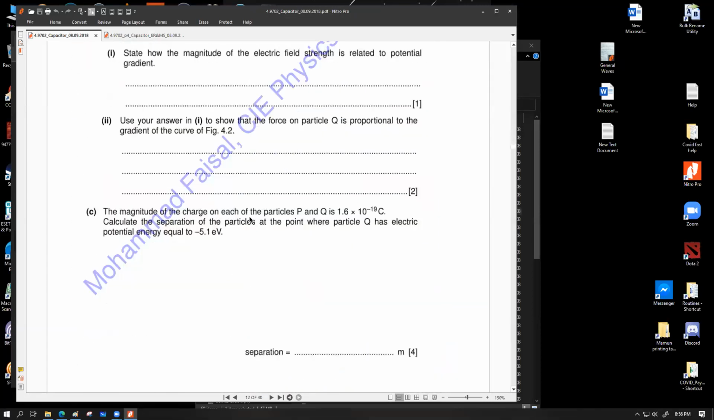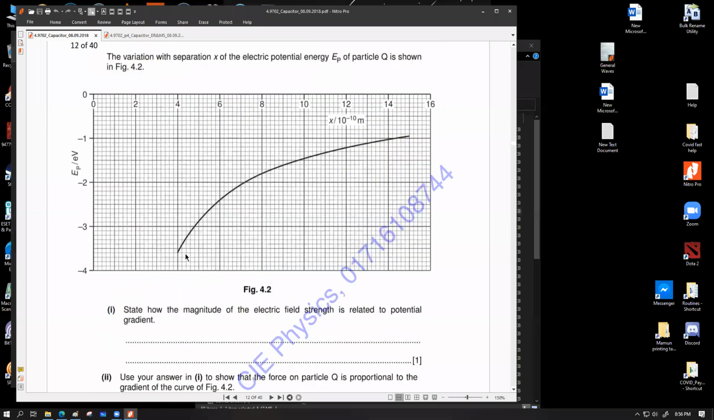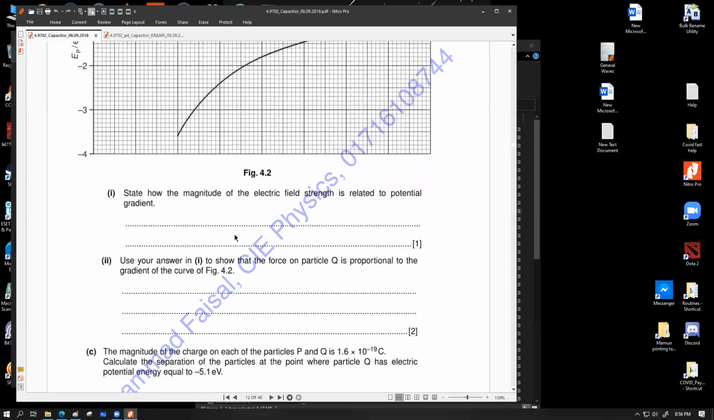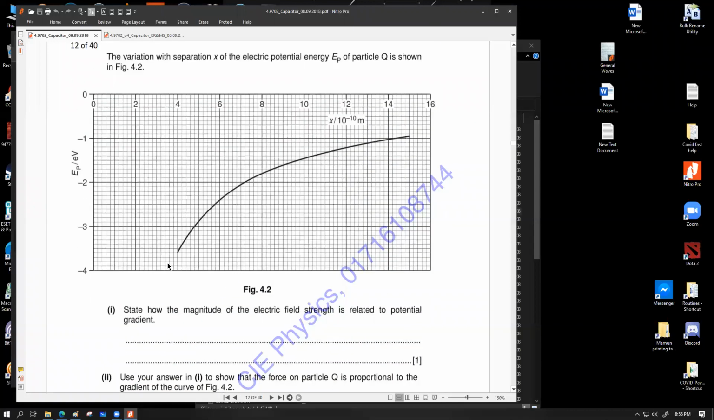The magnitude of the charge on each of the particles P and Q is 1.6 into 10 to the minus 19 coulomb. Calculate the separation of the charged particles at the point where particle Q has electric potential energy equal to minus 5.1 electron volt. Where does minus 5.1 electron volt occur? This is 5, this is 5.2, so 5.1 is in the middle, at this place. No, I made a mistake; yes, I'm making a mistake. Minus 5.1 isn't given the same here.